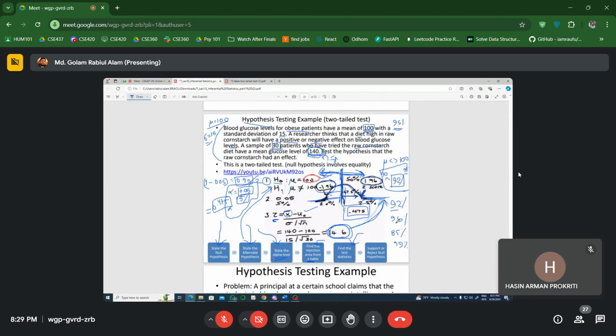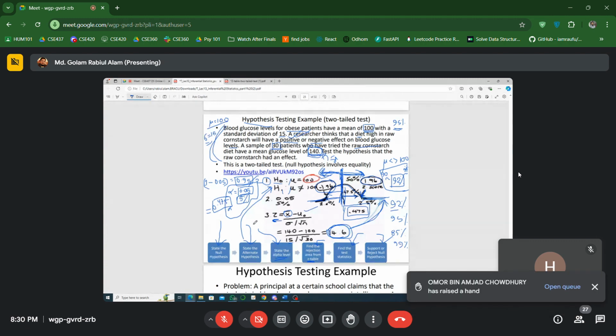So what does it mean? It means that we have to reject the null hypothesis. If we reject the null hypothesis, then we have to accept the alternate hypothesis. The alternate hypothesis is that a researcher thinks that a diet high in raw cornstarch will have a positive or negative effect on blood glucose level. So that means the researcher's hypothesis is true. This is how we have to test the hypothesis using the Z test.